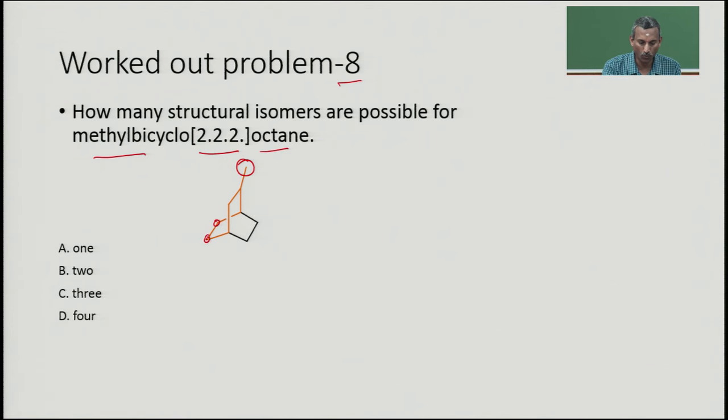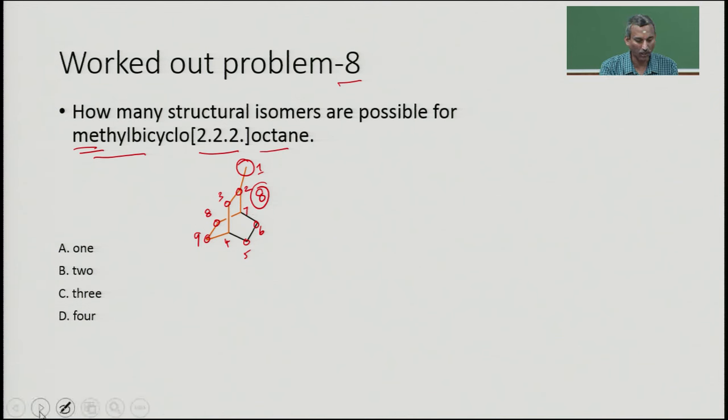So, we have 1, 2, 1, 2 and 1, 2. There are 2 carbon bridges which are connecting this particular compound in this cyclic system, and it is an octane. Octane means a total of 8 carbon atoms are there. So, if we count here 1, 2, 3, 4, 5, 6, 7, 8 and 9, the ninth one is basically the methyl substituent. So, if we remove this methyl substituent, we have a total of 8 carbon atoms, and the extra methyl group is given as the substituent name. So, this is a bicyclic system with octane, 8 carbon atoms.